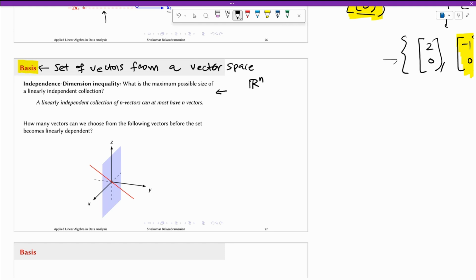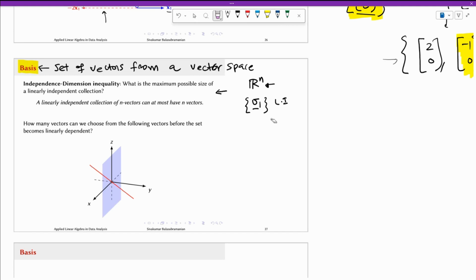Now, let's say we start with the set Rn, and I randomly choose a vector from Rn, some vector v1. Then I form a set, and I can ask you, is this set linearly independent? You can't say yes or no unless and until you know what v1 exactly is. This set of just one vector from Rn will be linearly independent as long as v1 is not the 0 vector. If it's not the 0 vector, then it's linearly independent.